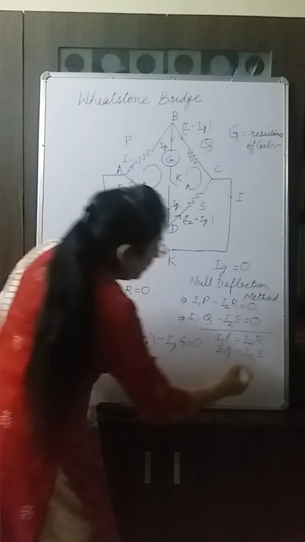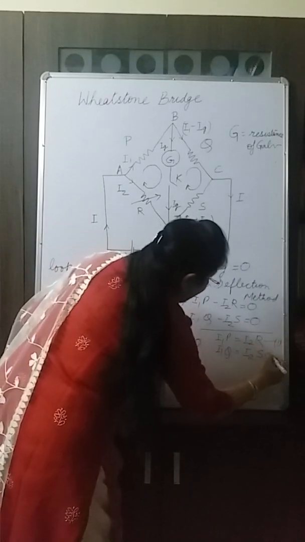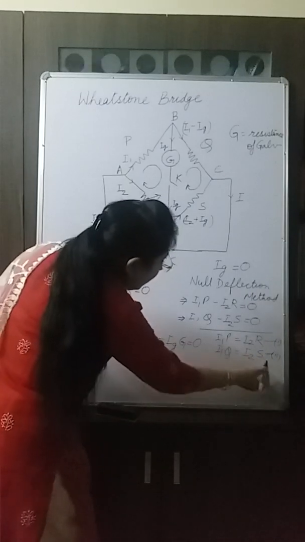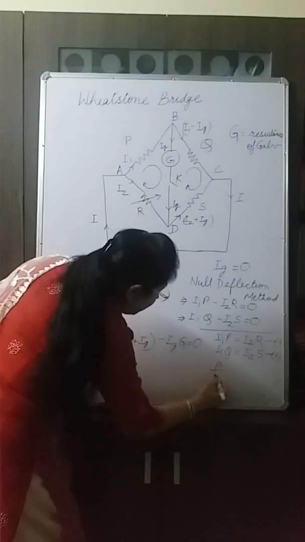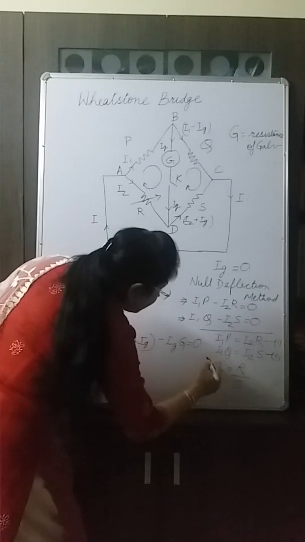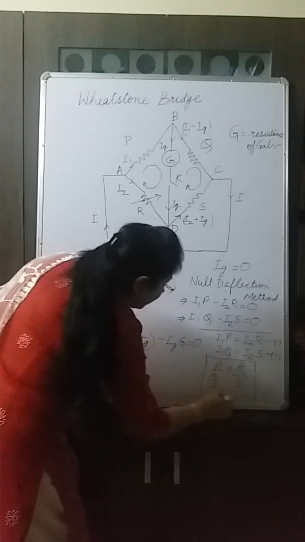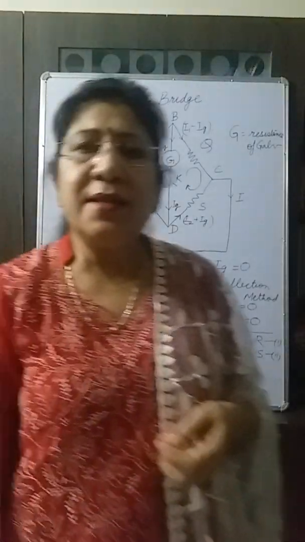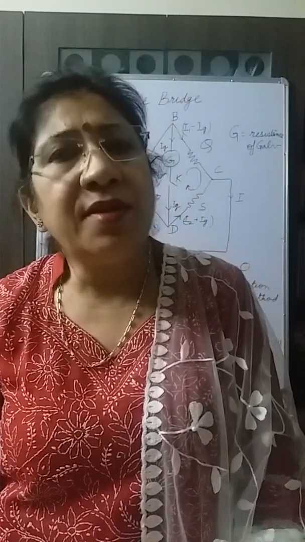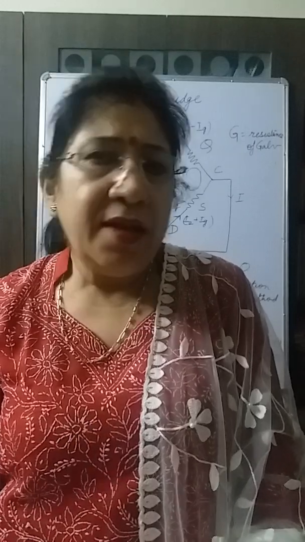Now divide these equations. Let us divide equation 1 by 2. When we divide equation 1 by 2, we will get P by Q equals to R by S. This condition is called the balance condition for the Wheatstone bridge. We can use this balance condition in different circuits to find the unknown resistances. Let us see one example here.